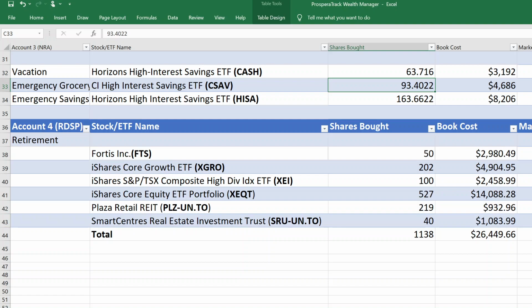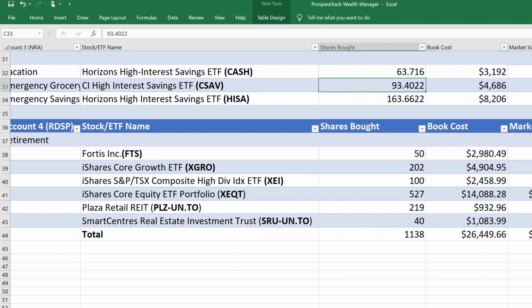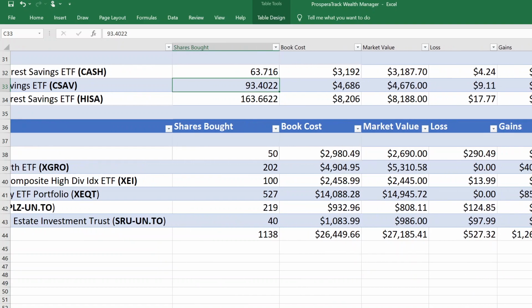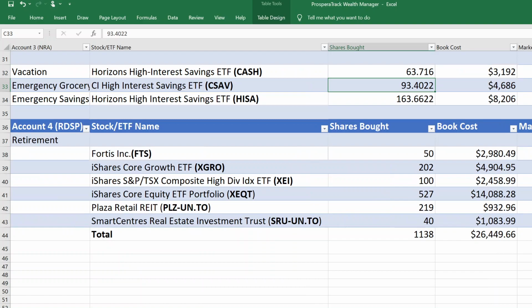Fortis is one that I invested in quite early on in my investment journey. At the moment, I'm down significantly on this particular investment. I invested 2,980 overall into this one. However, I'm down to 290.49.